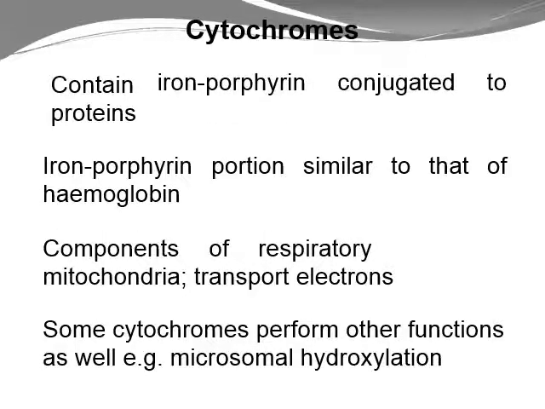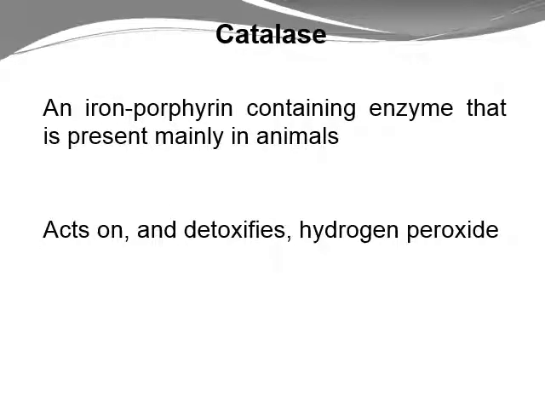Cytochromes. These also contain iron porphyrin which is conjugated with protein. Their iron porphyrin portion is quite similar to that of hemoglobin, and they are found basically in the respiratory chain, which we also call the electron transport chain in the mitochondria. Some of these cytochromes may also perform other functions, for example, microsomal hydroxylation.